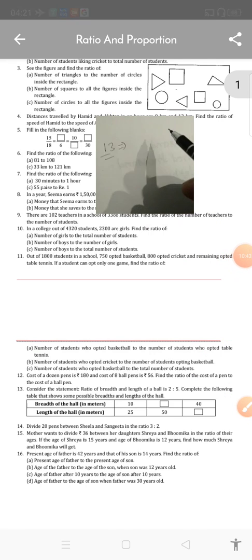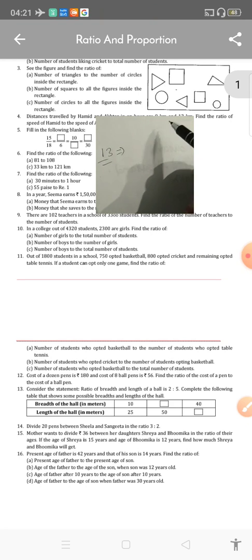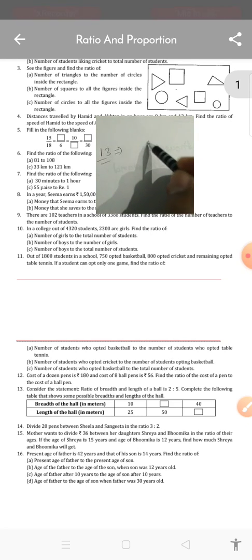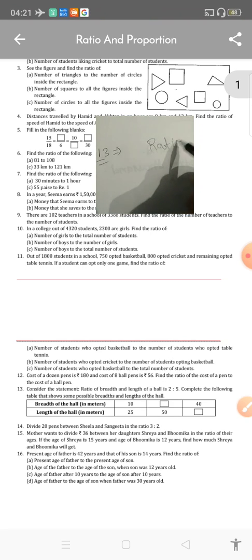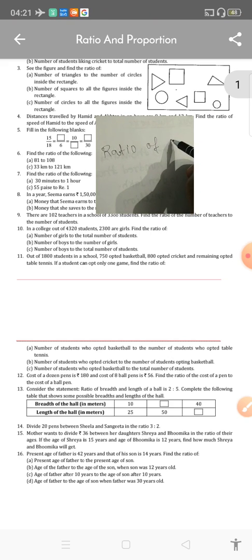Now student, this is given: the ratio of breadth to length is given.